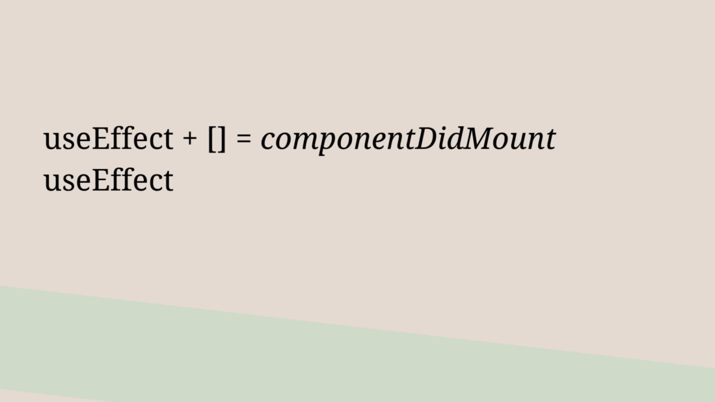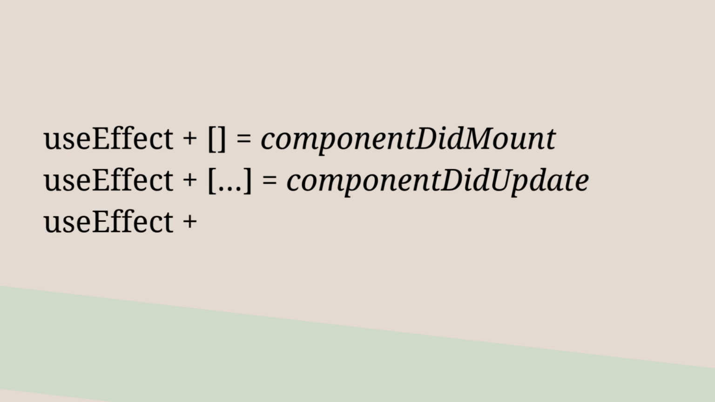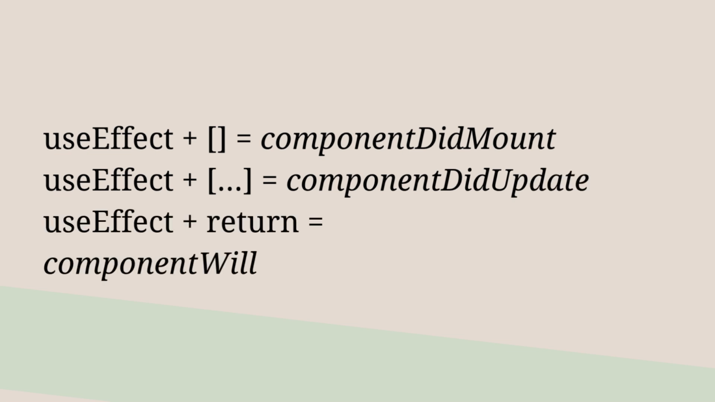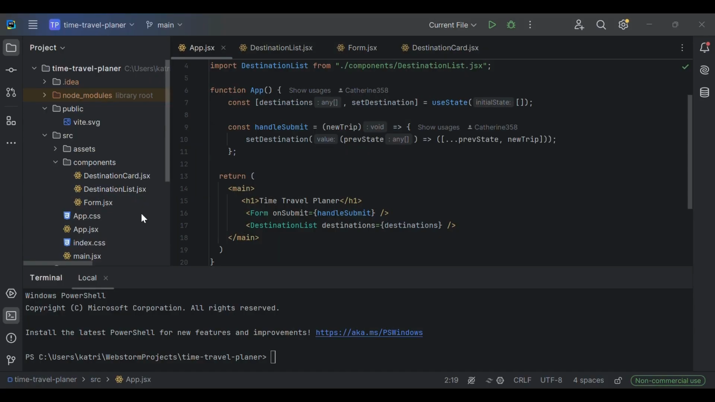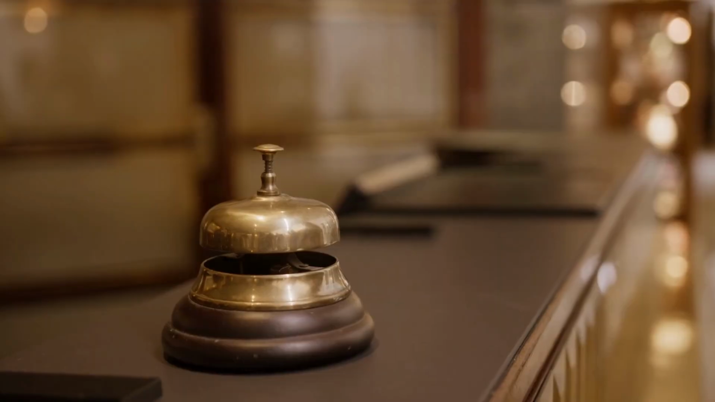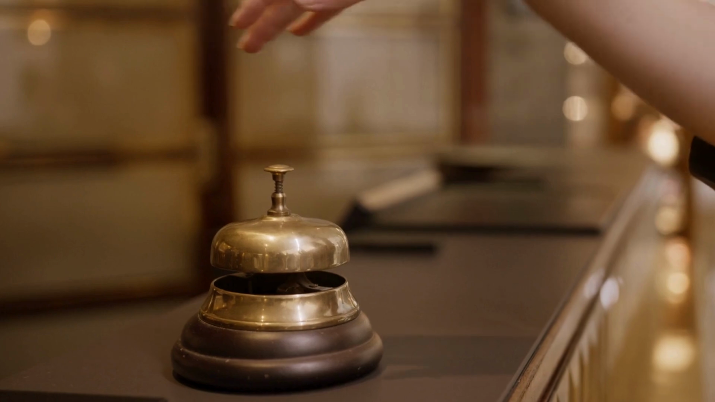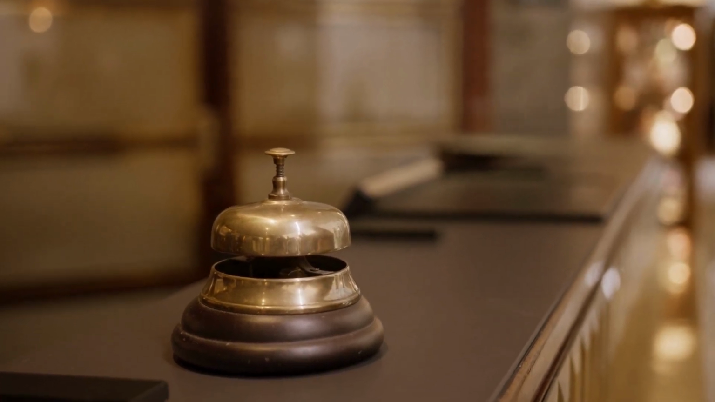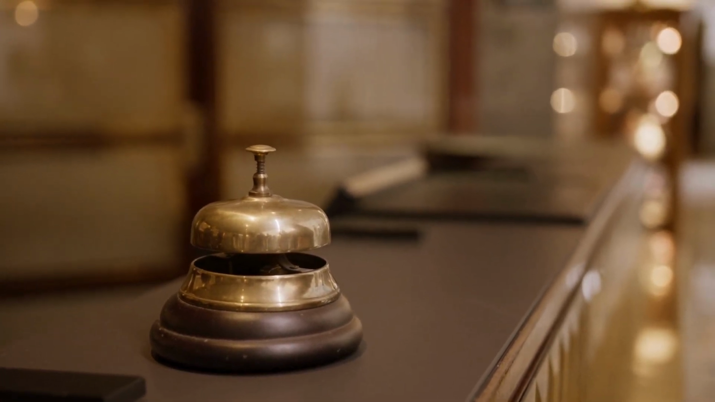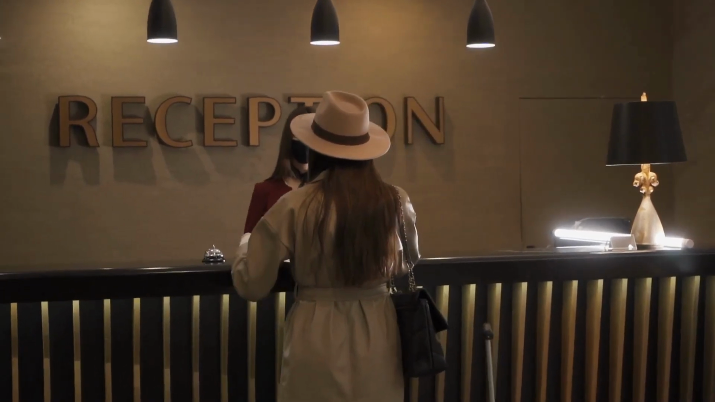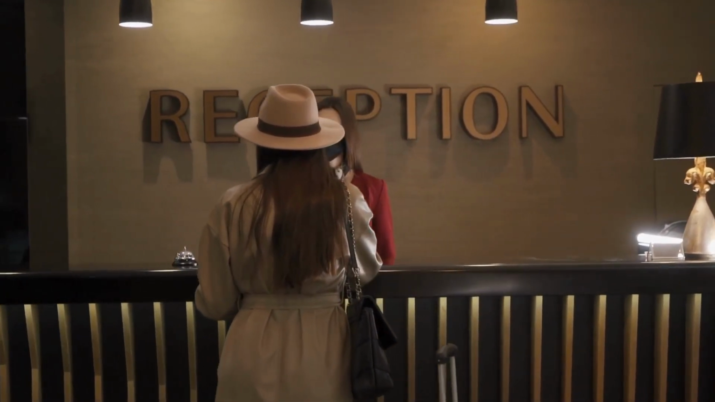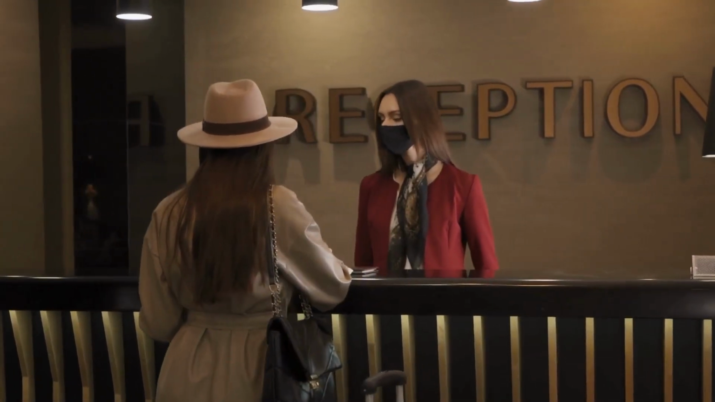So for example, if you pass an empty array, it mimics component did mount. If you pass a value in the dependency array, it mimics component did update, but only when the value changes. And the return function acts like component will unmount. It's kind of like how a hotel works. For example, you come into a hotel and do check-in, it's mount; you call or go to the front desk when you want something, it's update; and you check out when you leave, it's unmount. You don't need to know more, to be honest.